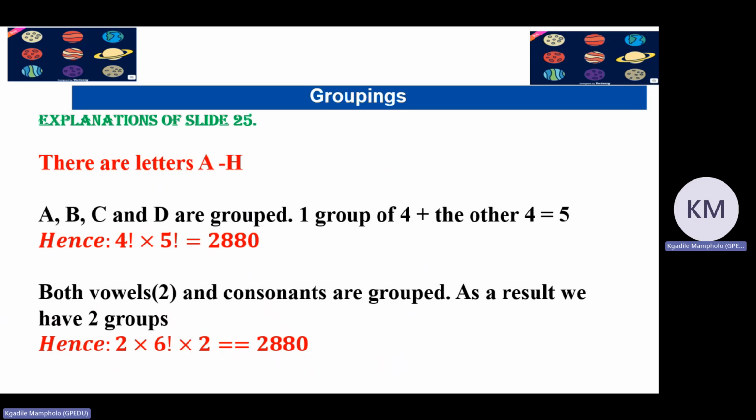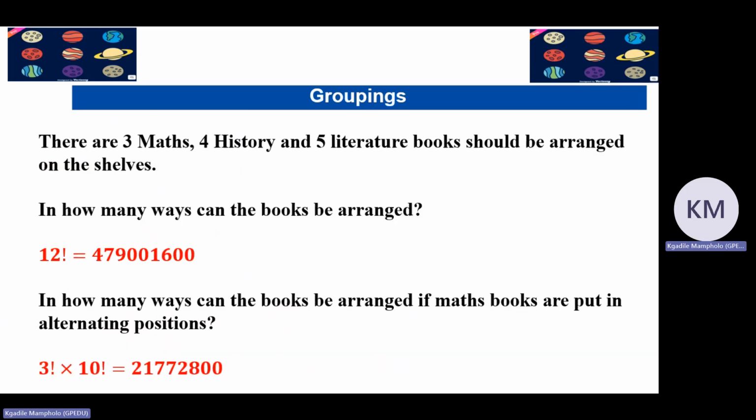Then this is the explanation. Same thing with the grouping here. There are 3 maths books, 4 history books, and 5 literature books that should be arranged on the shelves in a library. How many ways can the books be arranged? We have 12 books in total. It will be 12 factorial. Then you will get the answer here, the possible number of arrangements.